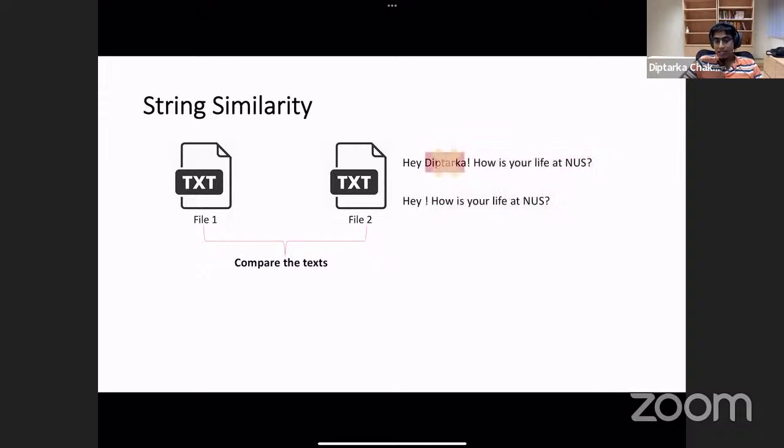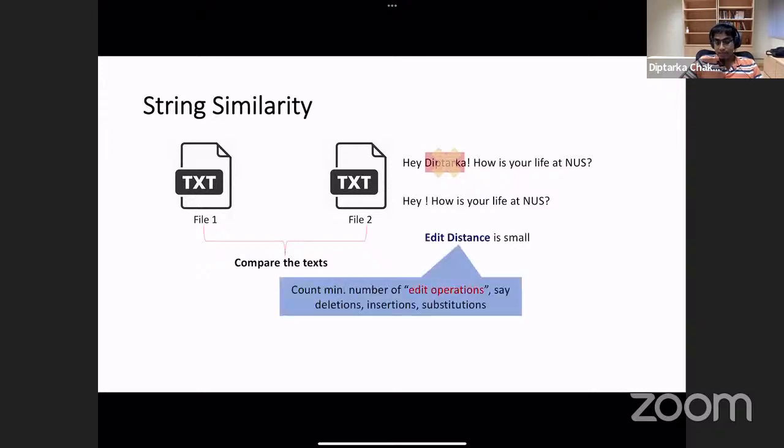If you delete just this word, my name Deeptarka, from here, then they will look exactly the same. And that is perhaps the motivation behind defining the edit distance. So what is the edit distance between two pieces of text? This counts the minimum number of edit operations.